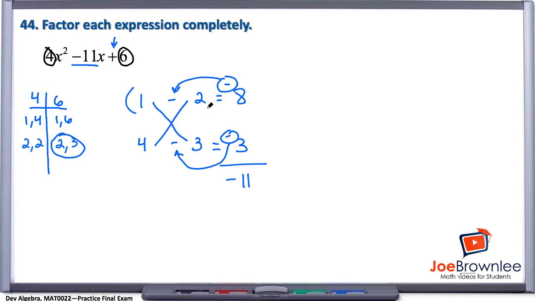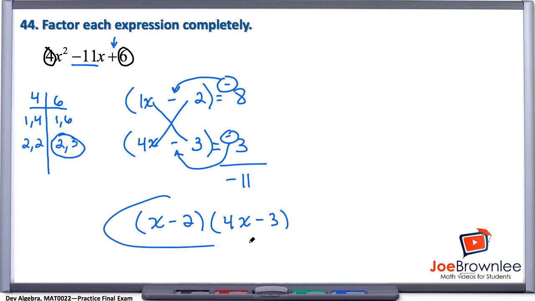And then we're going to wrap horizontally our factors. We were using an x, so we'll pop in an x after the first term here. And so what we end up with is 1x minus 2. But we're going to get out of the habit of writing the 1, so we'll have x minus 2. And our second factor, 4x minus 3. So 4x minus 3. And there we have it, number 44.